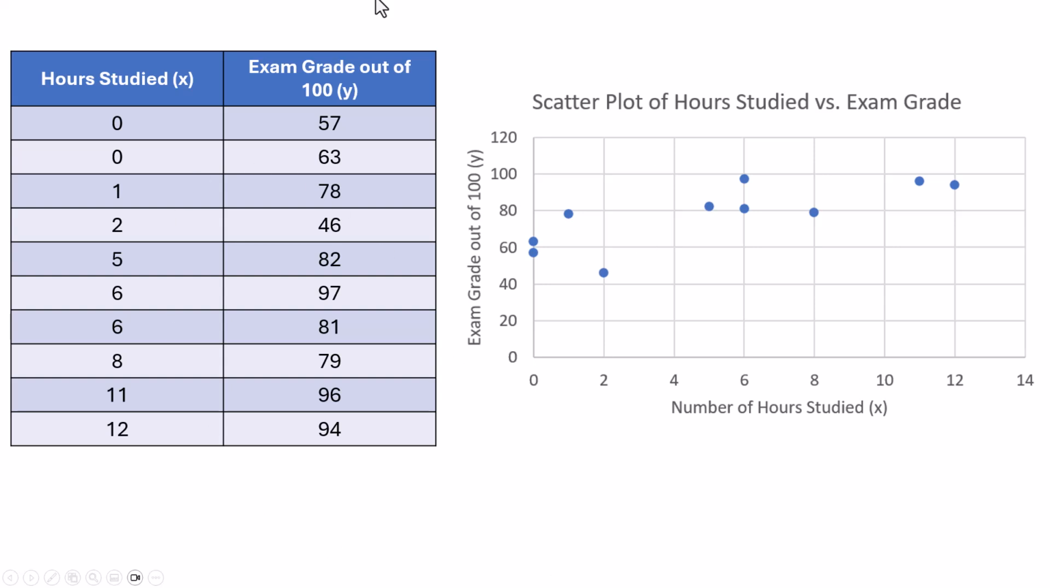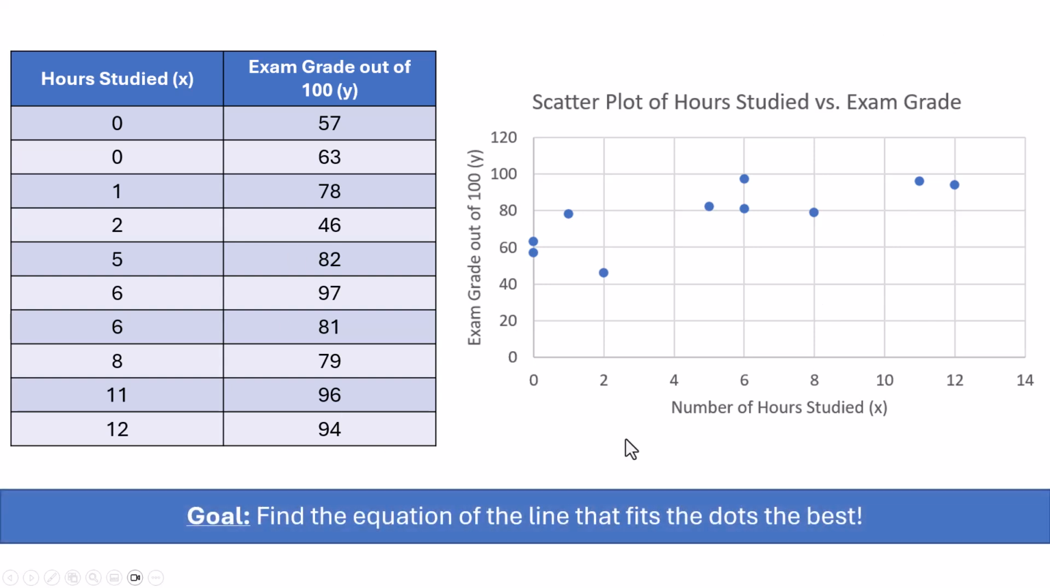All right, so here's an example of a data set. We have the hours studied as our x variable and the exam grade, which is our y variable. And it's very important that for this type of data each variable is calculated from the same person, right? So person number 1 studied 0 hours, and that same person got a 57 on their exam. Or this third to last person studied 8 hours and scored a 79. And all those values have been put on this scatter plot. So our goal here is going to be to find the equation of the line that fits the dots the best. So how do we do that?